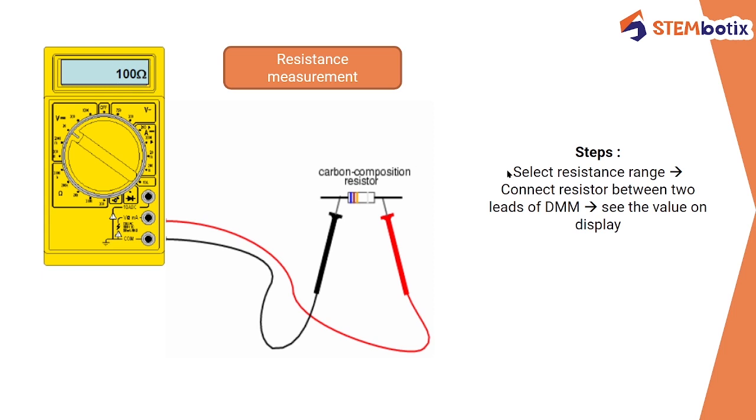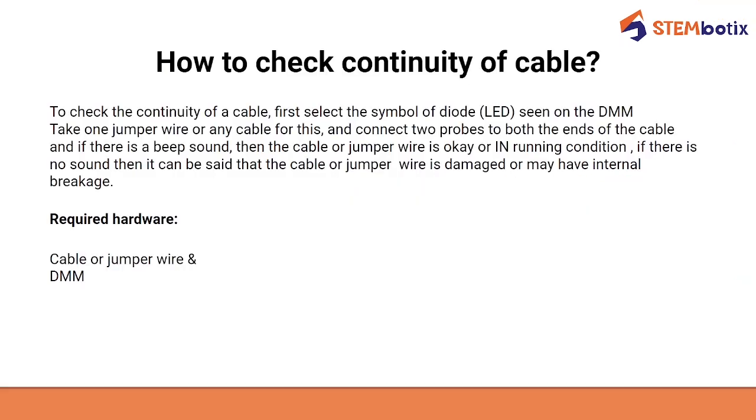So select the range first, then connect both the leads, first the common or black probe and then the red probe, and place your resistor in between these two probes and see the value on the display. So this is how you can measure the resistance of your unknown resistor.